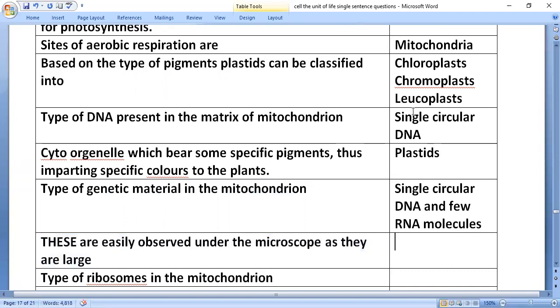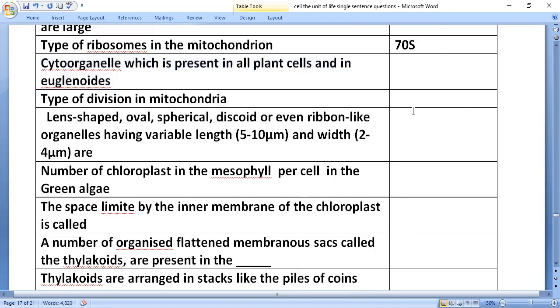These are easily observed under the microscope as they are large: plastids. Type of ribosomes in the mitochondria: 70S ribosomes are present. Cytoorganelle which is present in all plant cells and in euglenoids: plastid. Type of division in mitochondria: fission. Lens-shaped, oval, spherical, discoid or even ribbon-like organelles having variable length 5 to 10 micron and width 2 to 4 micron: that is chloroplast. Number of chloroplasts in the mesophyll per cell: 20 to 40.